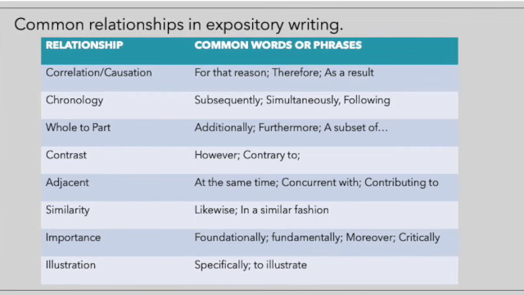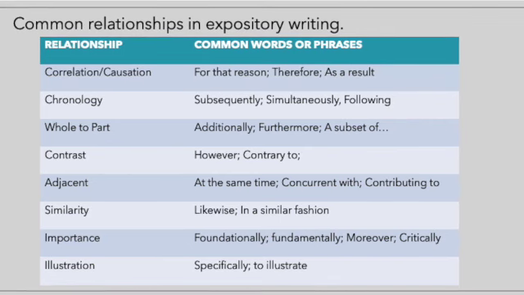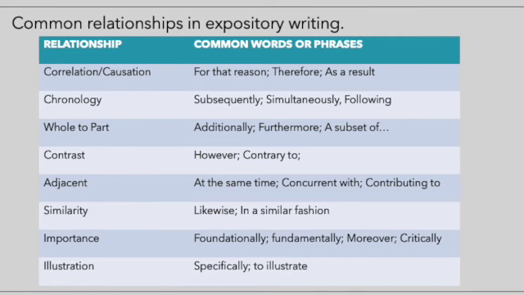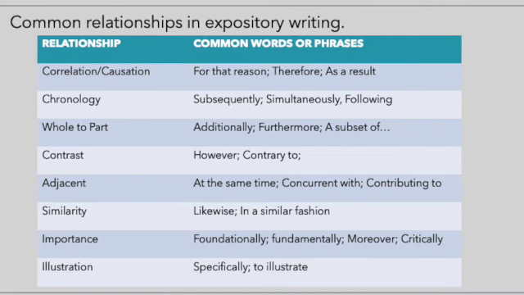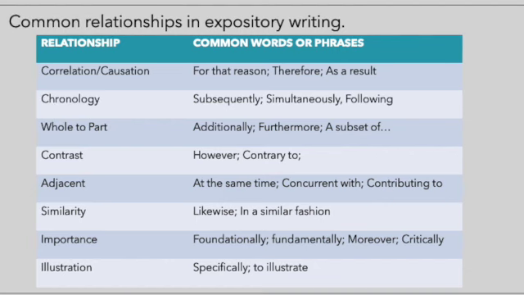Another type of relationship is part to whole. And that's when you break down a concept or a phenomenon or theory into its constituent parts. Often we refer to those, especially in a theoretical framework, as constructs. And phrases you might see that show part to whole are things like additionally or furthermore.